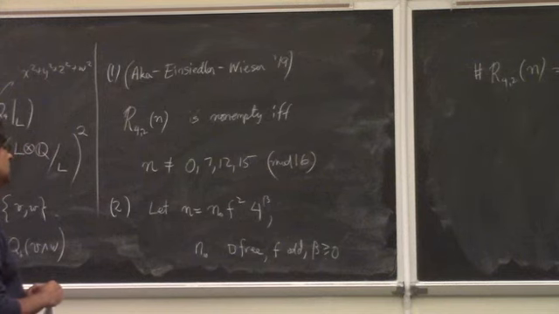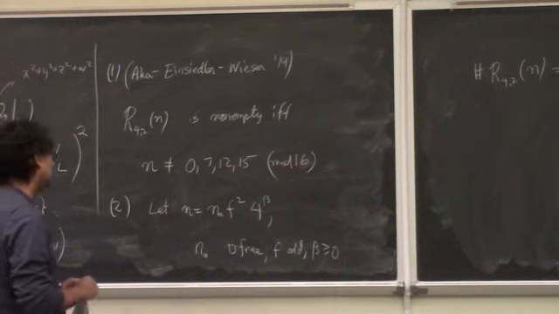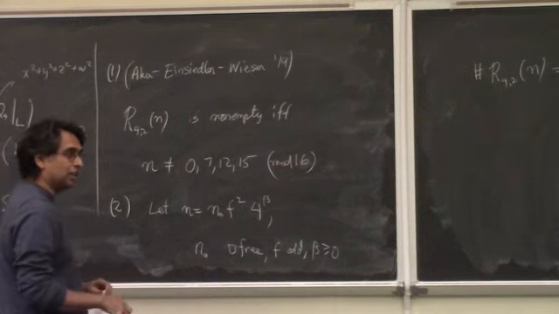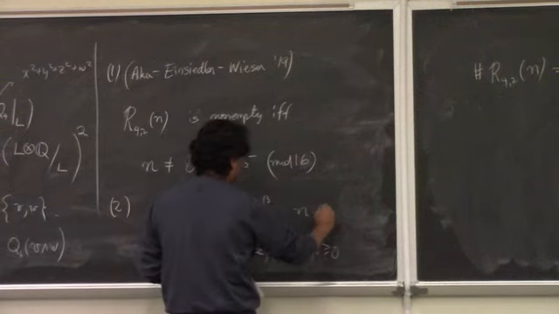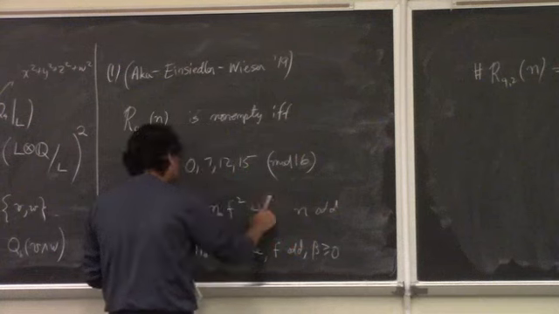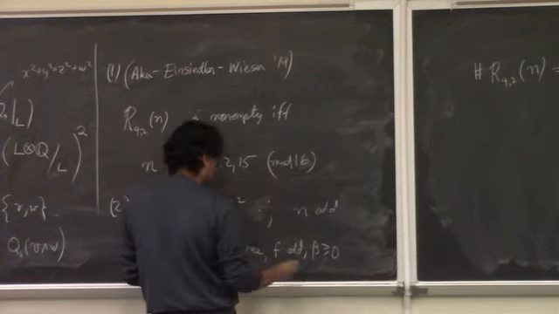That's a good point. To be safe, let me assume n is odd. But then we don't need that 4 to the beta there. Then we don't need that 4 to the integer beta. That's right. Okay.